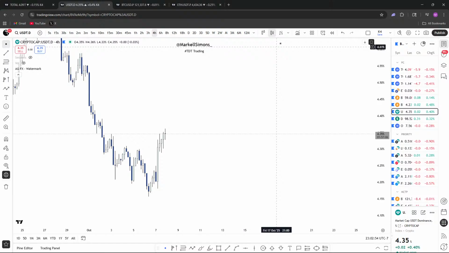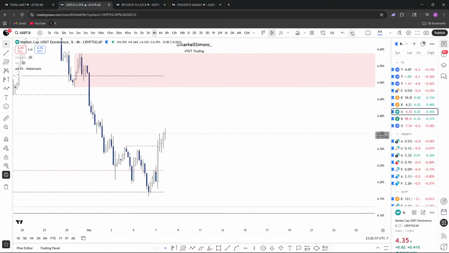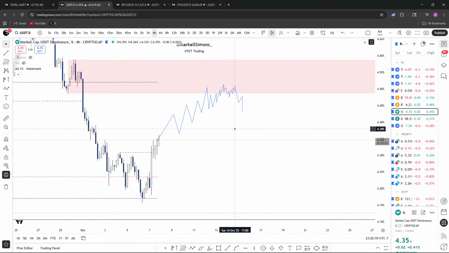I don't know why my chart keeps deleting. I don't know if it's my Wi-Fi.